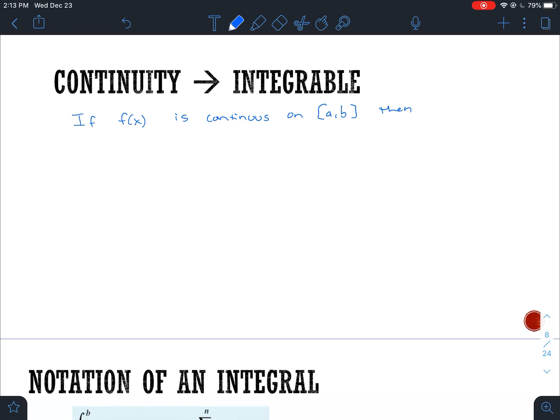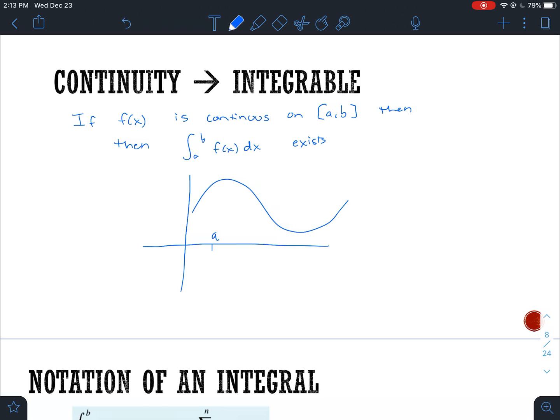Something to keep in mind is that if f of x is continuous on some interval from a to b, then the integral from a to b, the area under the curve from a to b, exists. So you can find the area underneath the curve as long as the function's continuous. So as long as there's no holes, jumps, or asymptotes between a and b on the graph, you can definitely find the area.